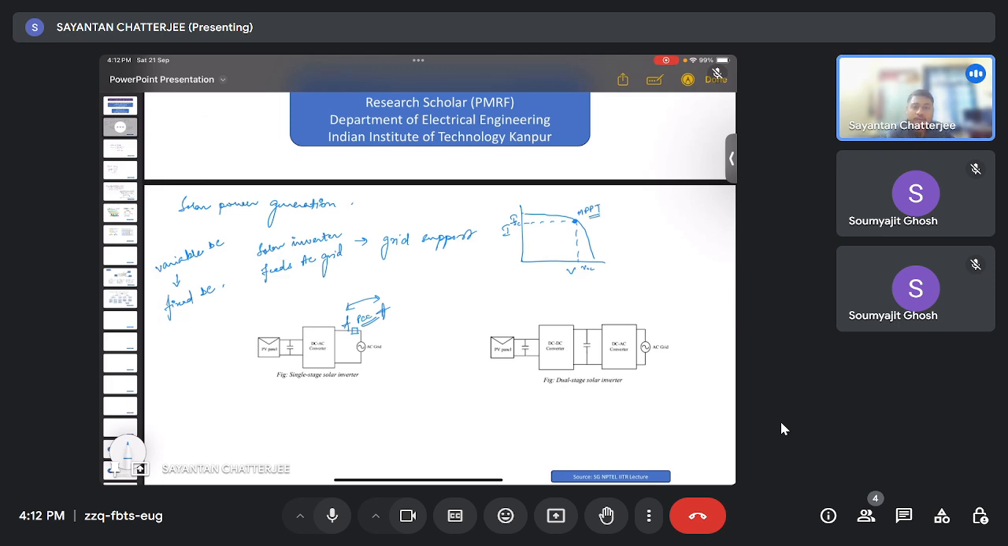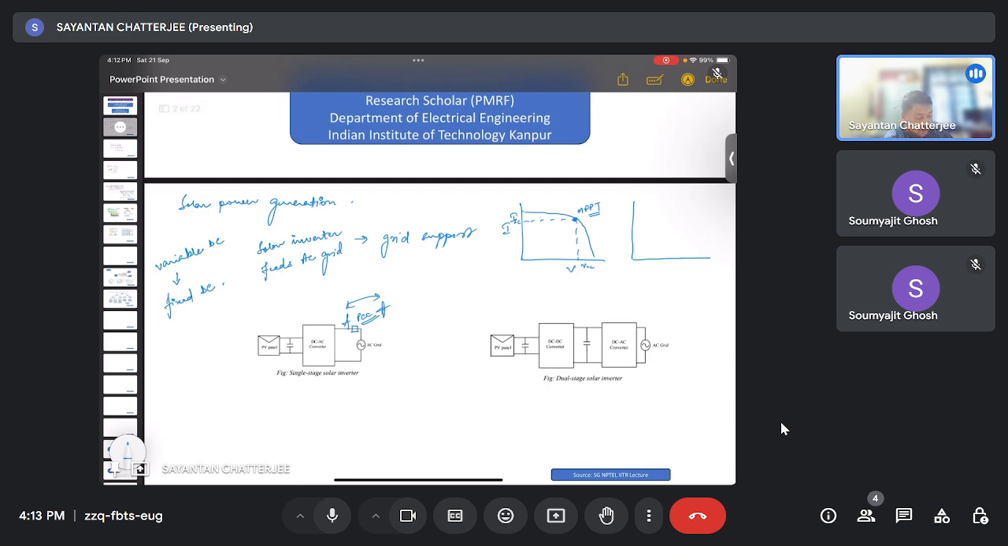What we try to do is extract the maximum power from the solar or wind, or the renewable sources. If we see the power, we can observe that at this point the power is the maximum, so we need to use this much amount of power. This is the maximum power point.